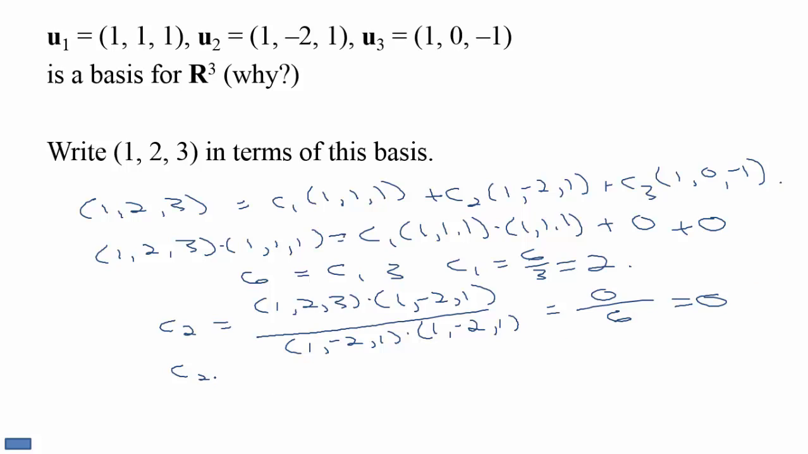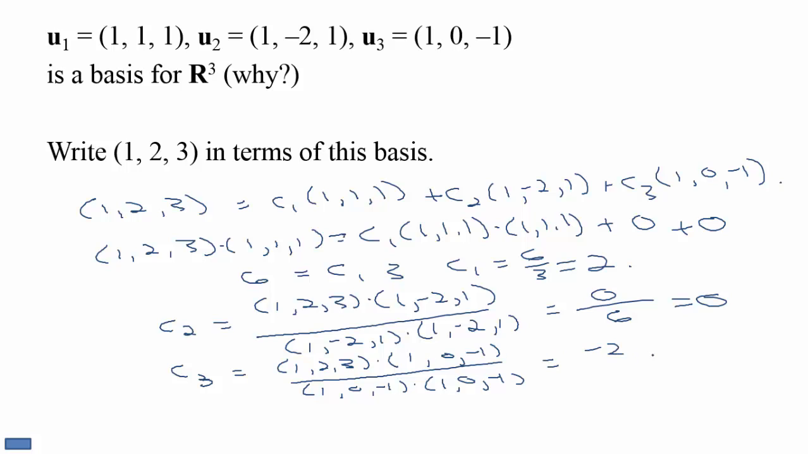And finally, to get C3, we can just take our vector 1, 2, 3 and dot it with U3, which is 1, 0, negative 1, and divide all that by U3 dotted with itself, right? So we get our coefficients here. We have 1 plus 0 minus 3 would be negative 2. And if we dot U3 with U3, we get 1 plus 0 plus 1 is 2. So that tells us that C3 is negative 1.